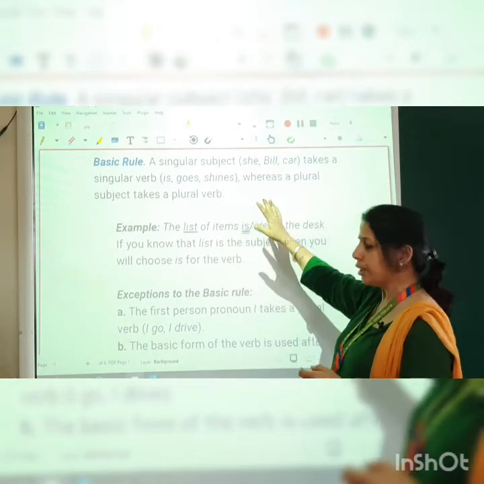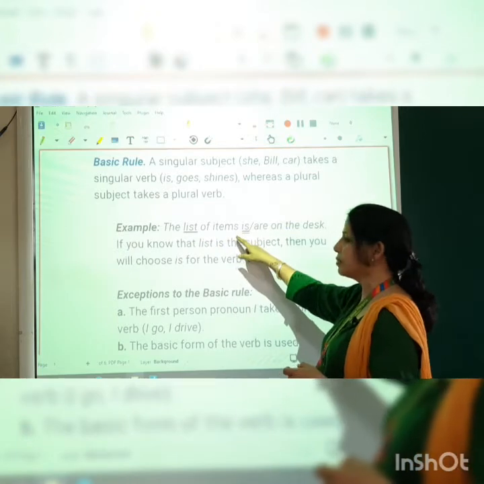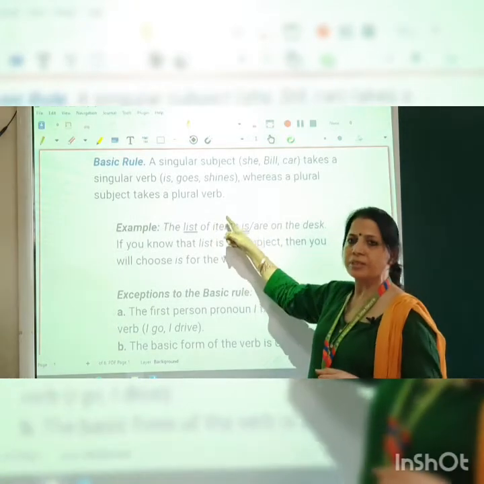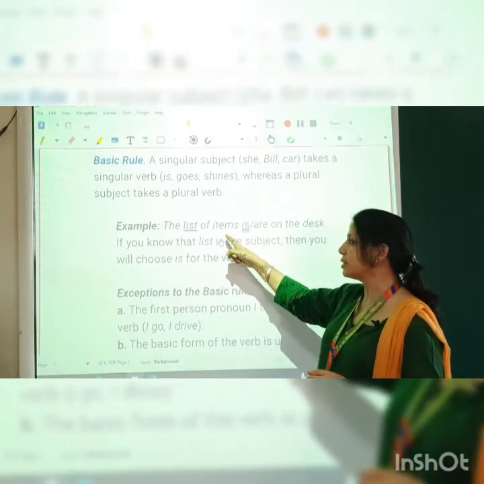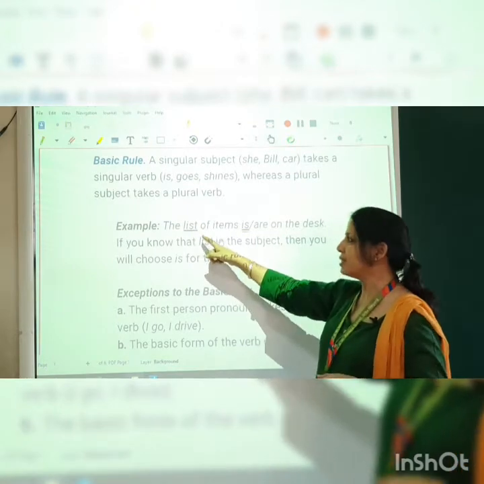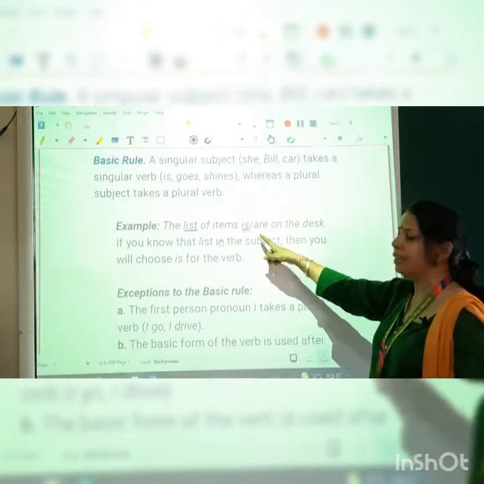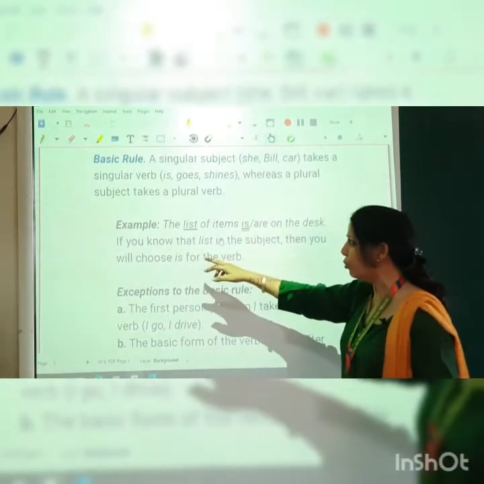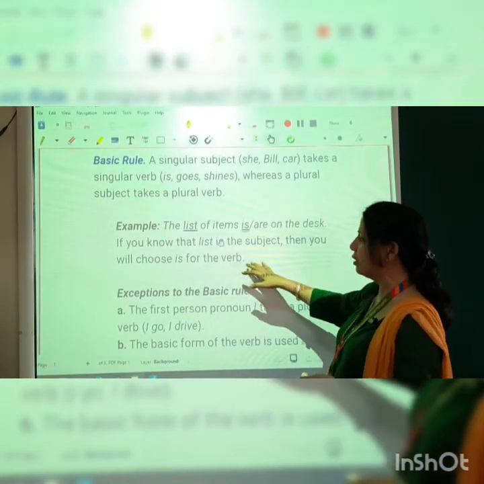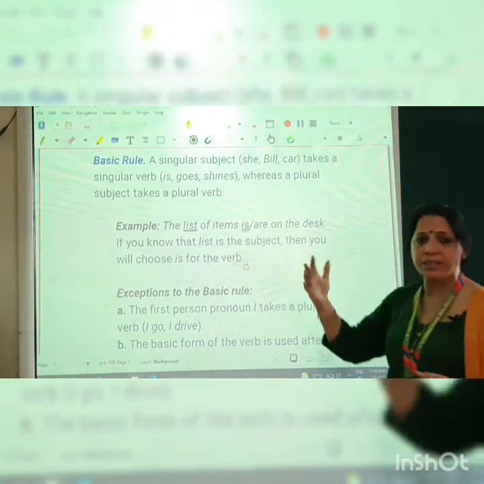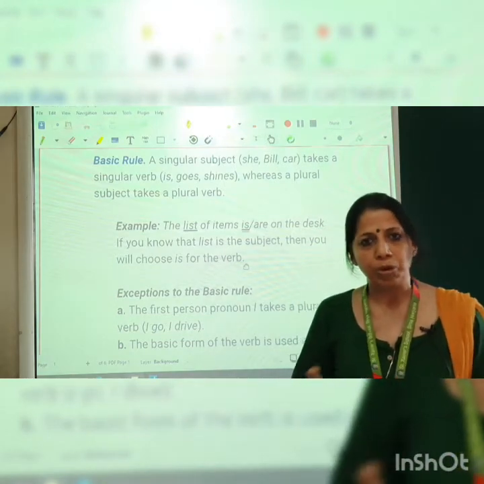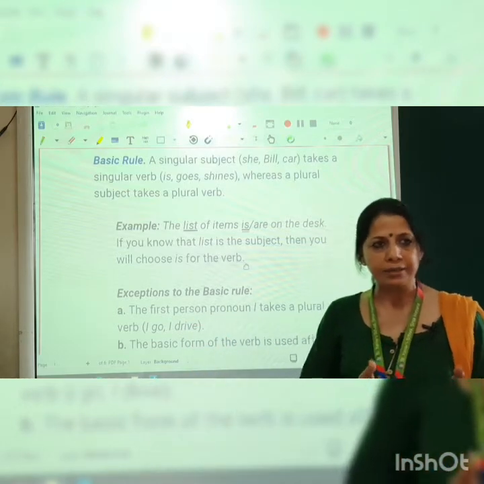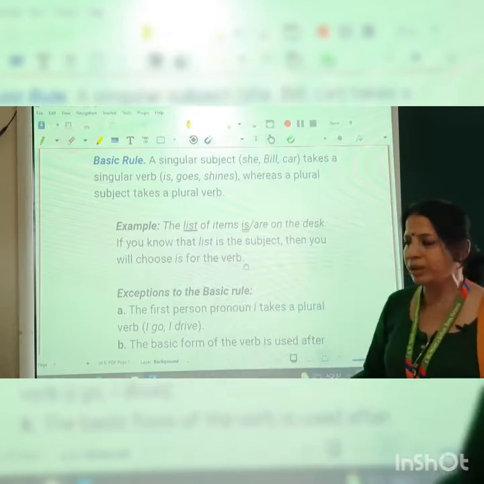But there is a confusion here: the list of items. Now here, what is the subject? That is confusing because you look at items as the subject here, but the subject actually is the list. So the list is a singular subject, so it will be is here. The list of items is on the desk. And if you know that this list is the subject, then you will choose is for the verb. And if I say the prices of essential commodities have gone up, it is have, not has, because prices again is a plural subject.